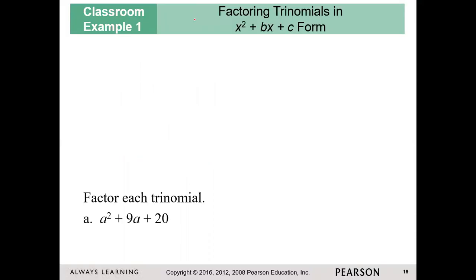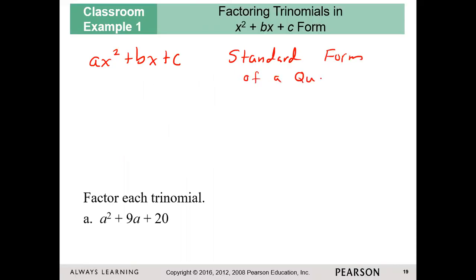All right, so this is pretty critical. So we have this ax squared plus bx plus c. This is standard form of a quadratic. We've already seen standard form of a linear equation, which was ax plus by equals c. This is just standard form of a quadratic.